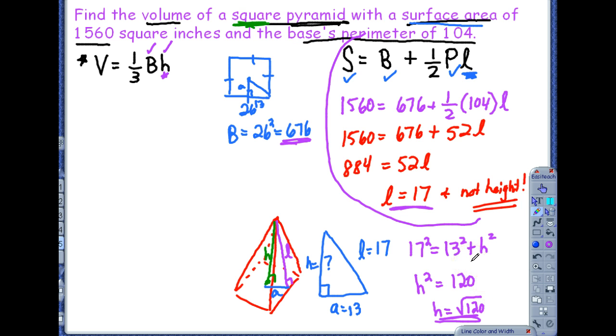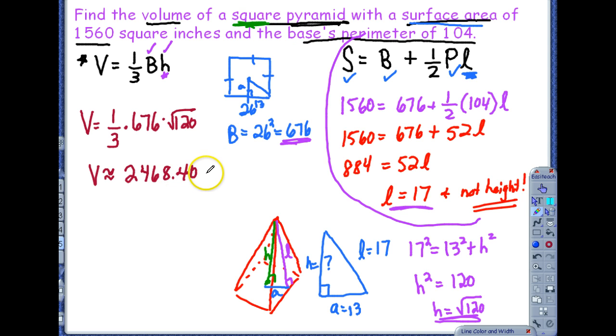This is where you've got to think about why they gave this to you. So let's put this information into our volume formula. Volume equals 1/3 of our 676 times radical 120. All right, so let's type those things in our calculator. And I end up with 2,468.40. And this is going to be inches cubed. Cubic inches.